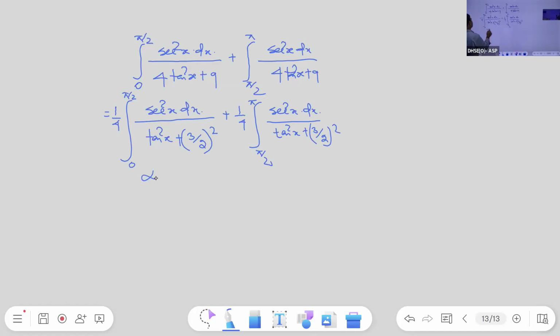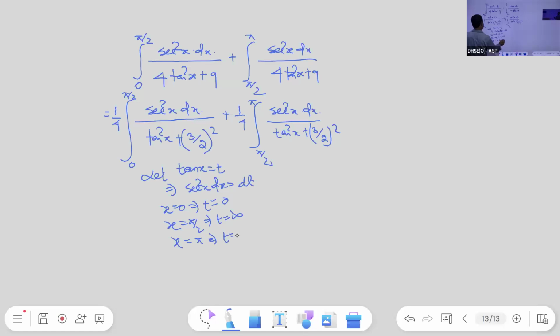Let tan x is equal to t. This implies secant square x dx is equal to dt. Okay, x is equal to 0 implies t is equal to tan 0 is equal to 0. X is equal to pi over 2 implies t is equal to infinity. X is equal to pi implies t is equal to 0.